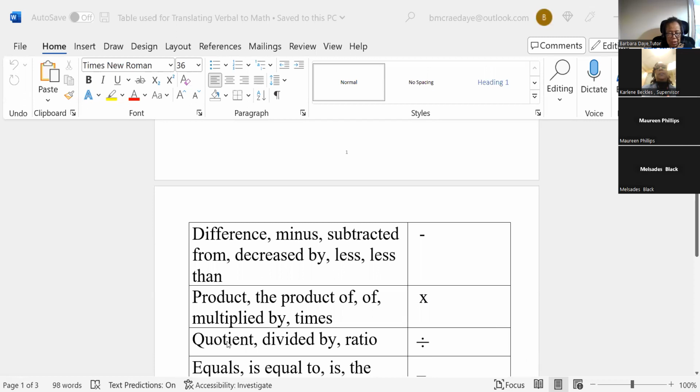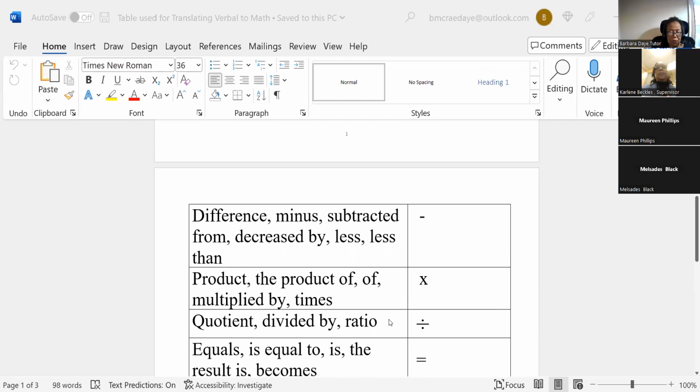Quotient means what? Divide. That's right. That's the result of a division. So you may see quotient, you may see divided by, you may see ratio. All right. And remember, a fraction is just a division, right? A over B, numerator over denominator.